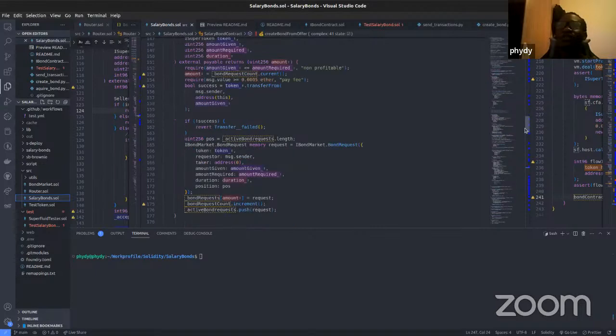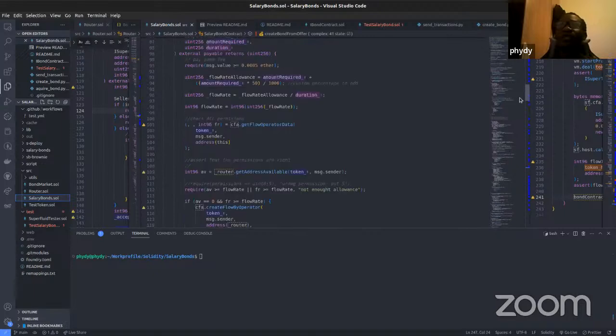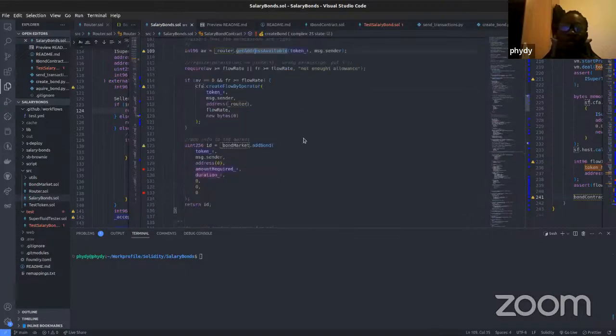Let me show the function. Creating a bond: it checks if the flow rate actually exists. If not, it checks for the ACL permissions. If you have any ACL permissions sent to it, the flows are checked up over here. It calls the router to check the available flow at that particular time on that address. If any of this is available, it now creates the bond and posts it on the market, where anyone can come in.